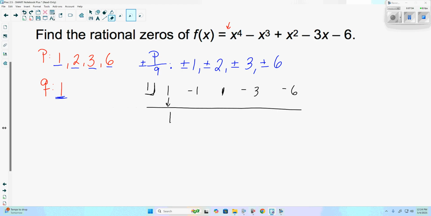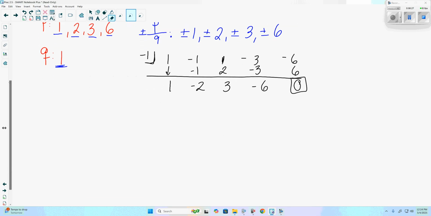So, since 1 didn't work, we can move to negative 1 and do this again. Negative 1 times 1 is negative 1. Negative 1 plus negative 1 is negative 2. Negative 1 times negative 2 is 2. 1 plus 2 is 3. Negative 1 times 3 is negative 3. 3 plus negative 3 is negative 6. Negative 1 times negative 6 is 6. So yes, negative 1 is a solution.